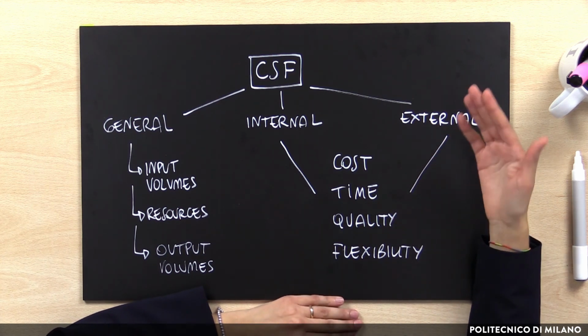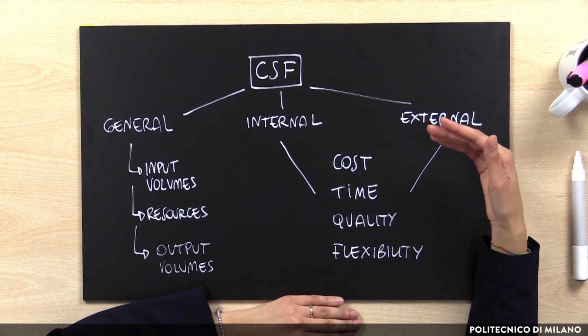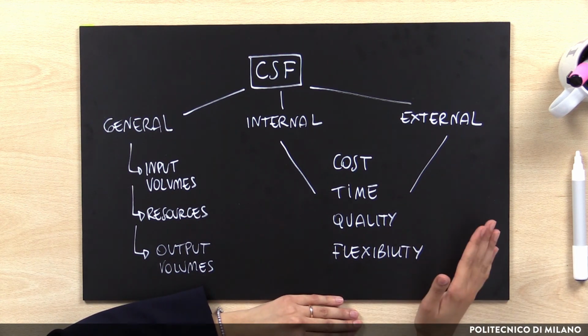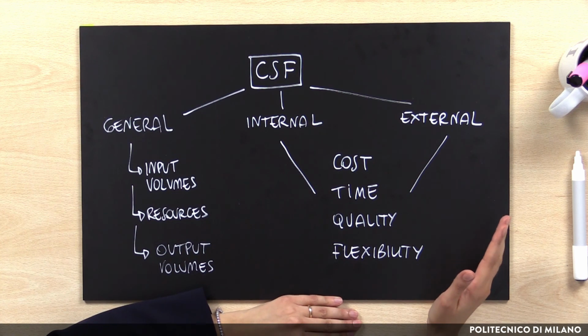To conclude, we can add an additional level of analysis saying that time and cost measure the internal or external efficiency of a process, while quality and flexibility measure the internal or external effectiveness of the process. We will talk about effectiveness and efficiency in a dedicated lecture.